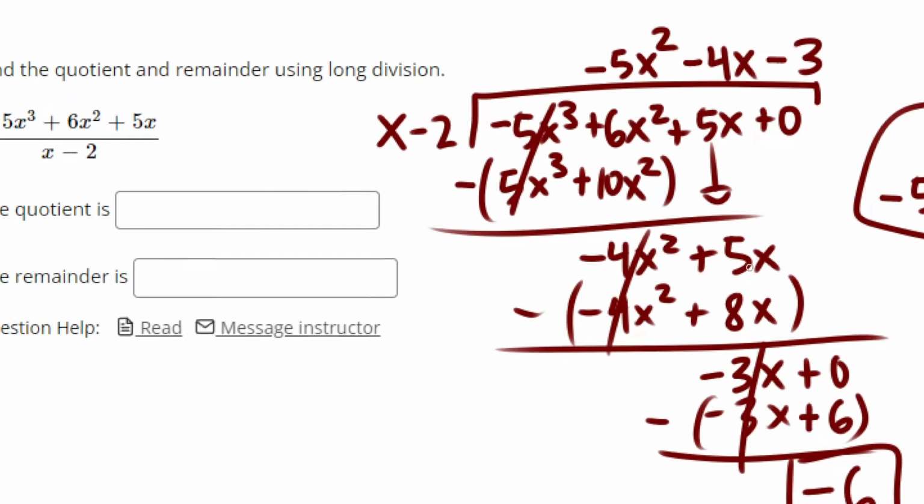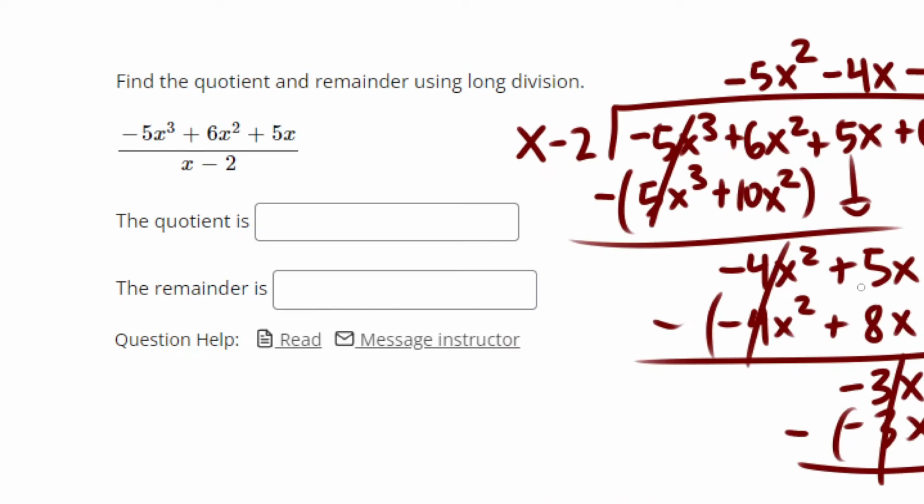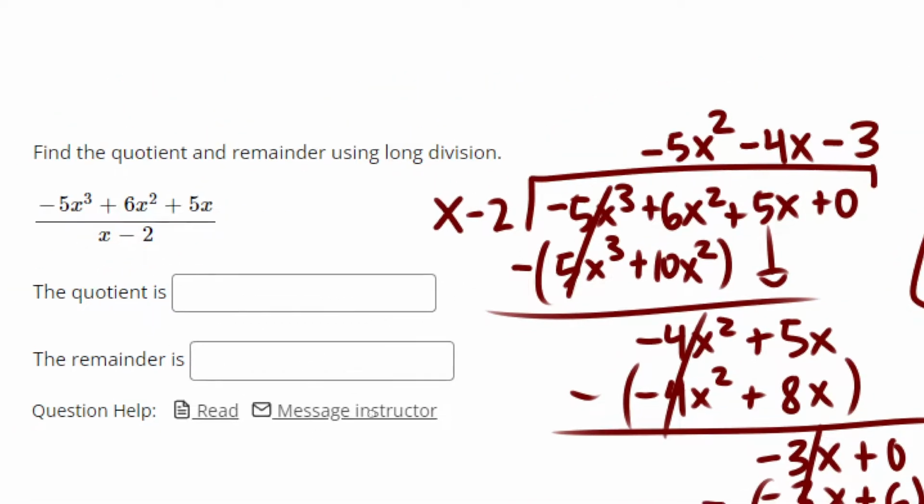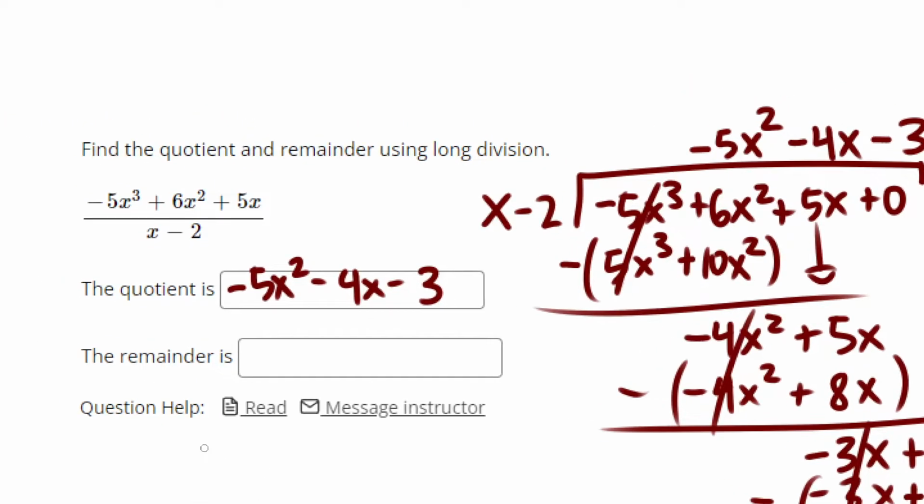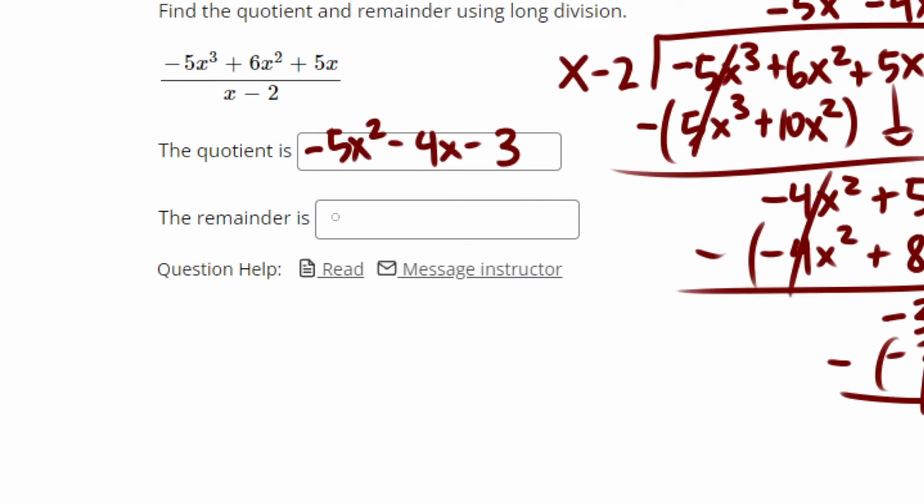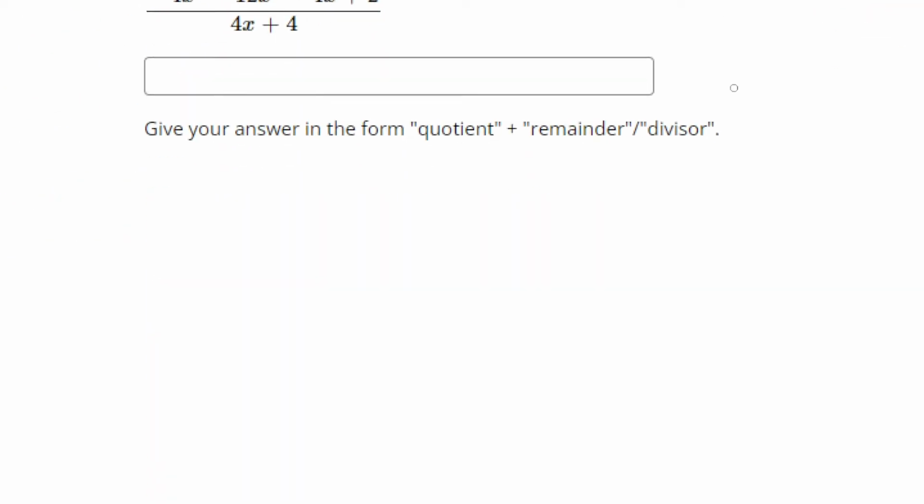However, in Lumen, when it wants you to list the quotient, because this is what the actual quotient is, in Lumen all they want is the part that does not involve any fractions. So we have negative 5x squared minus 4x minus 3, even though that's technically not quite the quotient. But then they'll say they want the remainder, and the remainder will be negative 6. Now, if it says that is wrong in that case, either make sure you did your math correctly, or it might want it in fraction form with this x minus 2, but I'm fairly certain that it just wants what this remainder is.